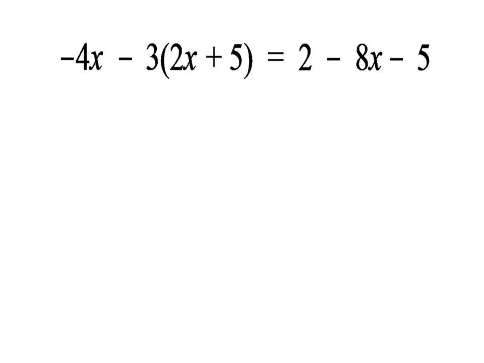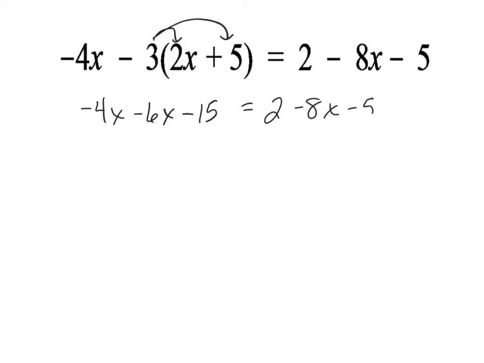So let's go ahead and do one using those questions that I want you to do. Remember, the first thing you have to do is to simplify both sides of an equation. So over on the left side, I see that I have parentheses, so I'm going to go ahead and distribute the negative 3. I'm getting negative 6x minus 15, and on the other side, there are no parentheses, so we're just going to go ahead and leave it alone. And then I'm going to combine like terms.